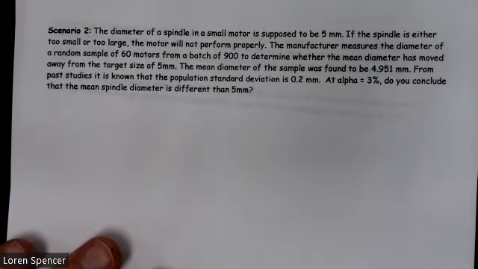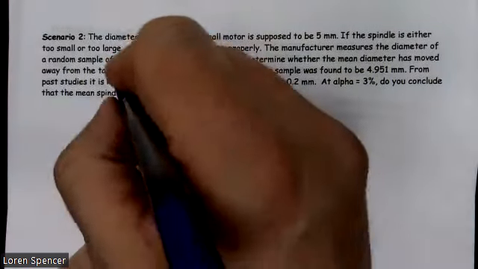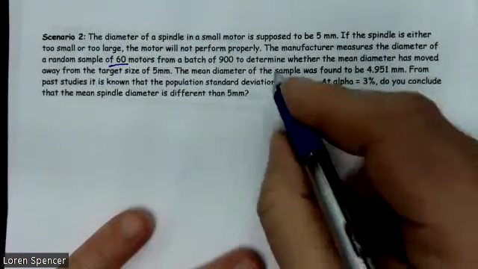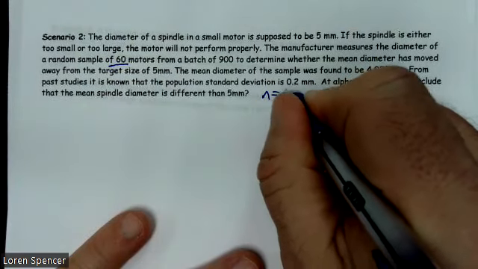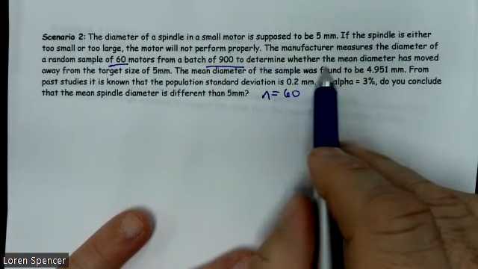So, number 2, the diameter of a spindle in a small motor is supposed to be 5 millimeters. If the spindle is either too small or too large, the motor will not perform properly. The manufacturer measures the diameter of a random sample of 60 motors from a batch of 900. So we have a sample size of 60, and we have a population of 900.